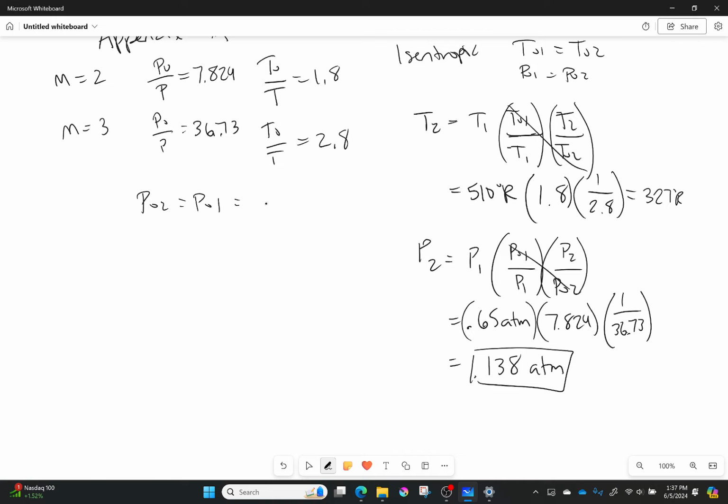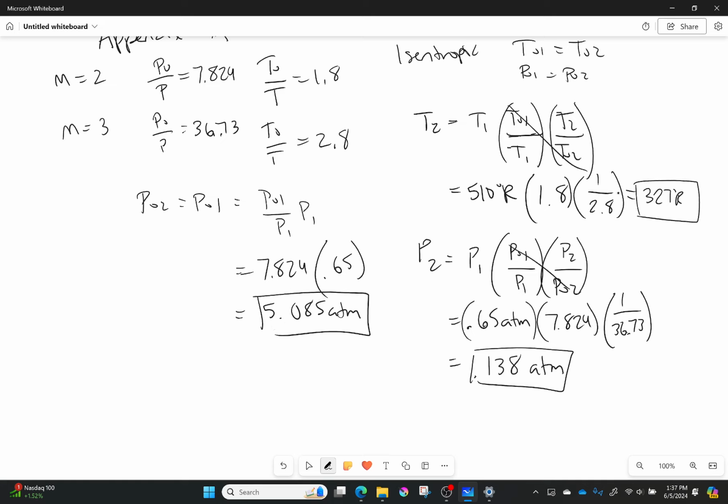Now, if you're wondering what P02 and all that stuff is, well, P02 is equal to P01, which would simply be equal to P01 over P1 times P1. So that's 7.824 times 0.65, which is 5.085 atmospheres.